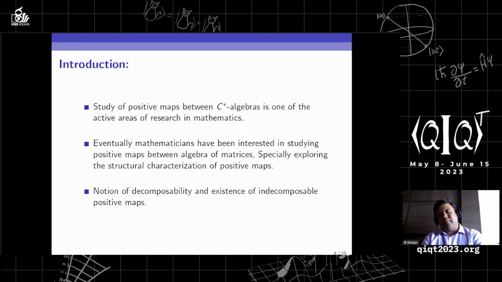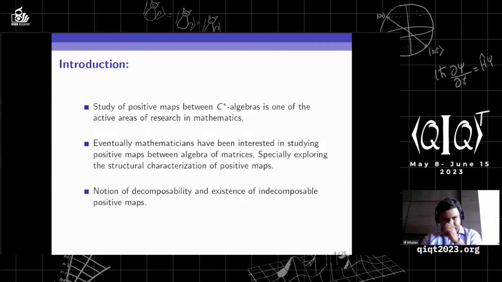Mathematicians were interested in studying positive maps on finite dimensional C*-algebras, basically algebras of matrices. The structure of positive maps, even in low dimensional algebras, is very complicated, because we wish to characterize what kind of structures we have in the case of positive maps. Even in low dimension, it becomes a challenge. And here the notions of decomposability and non-decomposability, or indecomposability, come into the picture. Historically, it was like that.